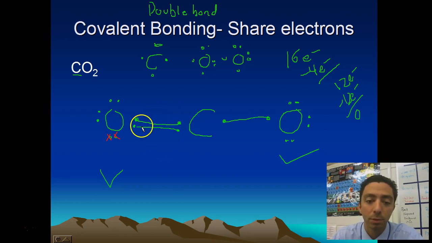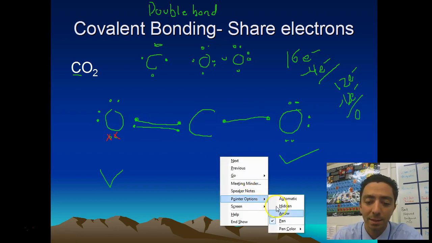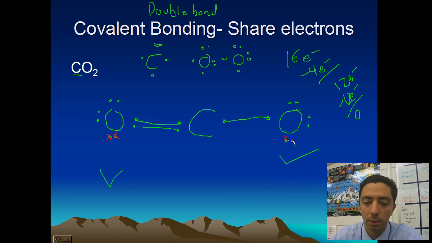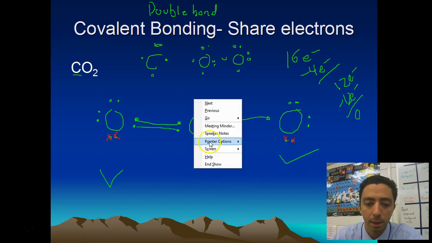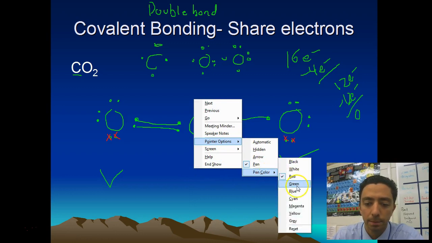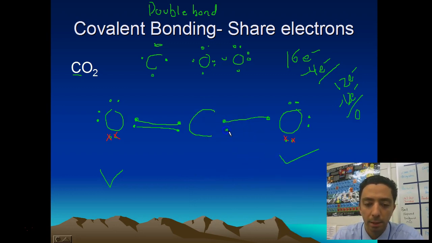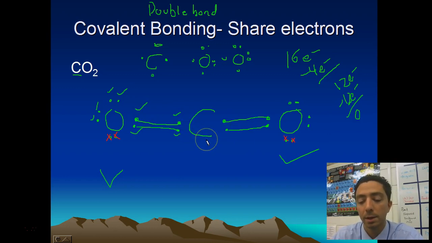Carbon now has 1, 2, 3, 4, 5, 6 electrons. It still does not have enough, so we're going to have to do it a second time. And X these 2 over here. And we're going back to green to create a second double bond. Right, like that. And now carbon's got its full 8. Oxygen also has full 8. 1, 2, 3, 4, 5, 6, 7, 8. Same is true for both sides. So we have a satisfied molecule here. All of them are happy.